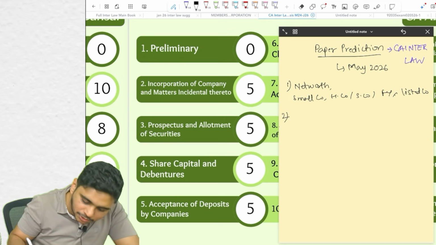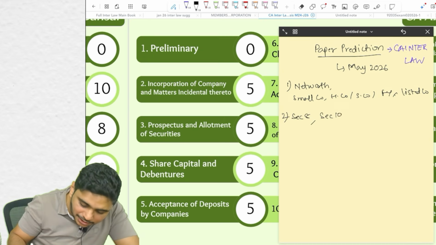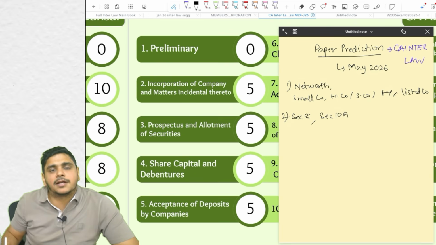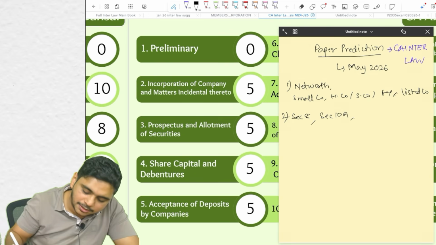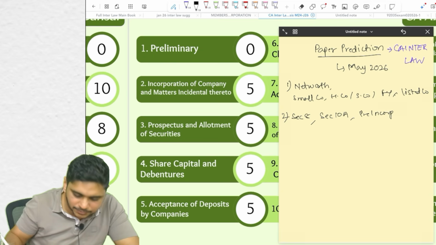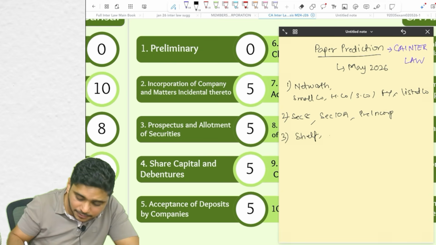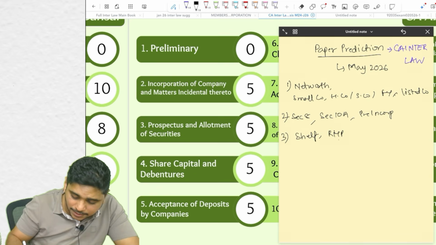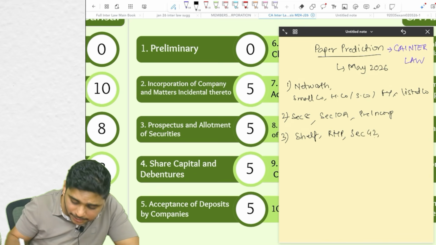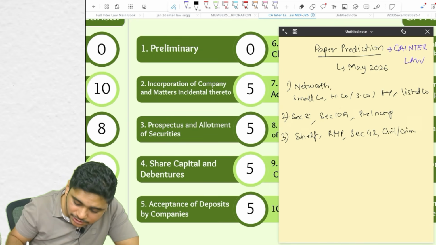Now, when you talk about incorporation, the Section 8 answer, the Section 10A answer. 10A is basically the commencement of business conditions. Then Section 8, Section 10A, pre-incorporation concept. That's it. When you talk about prospectus, the shelf prospectus answer, the RHP answer, red herring prospectus, Section 42 very important, private placement, and do remember civil and criminal liability, Sections 34, 35.